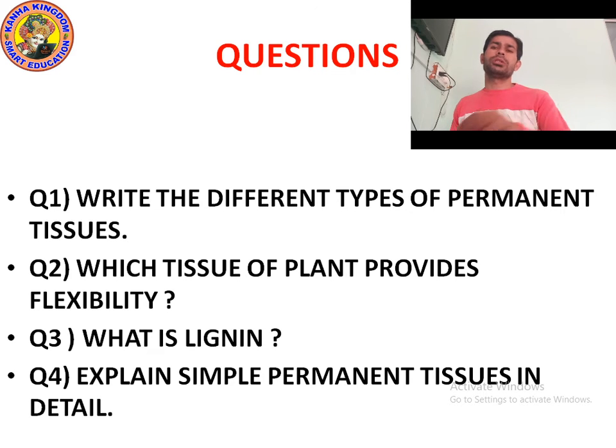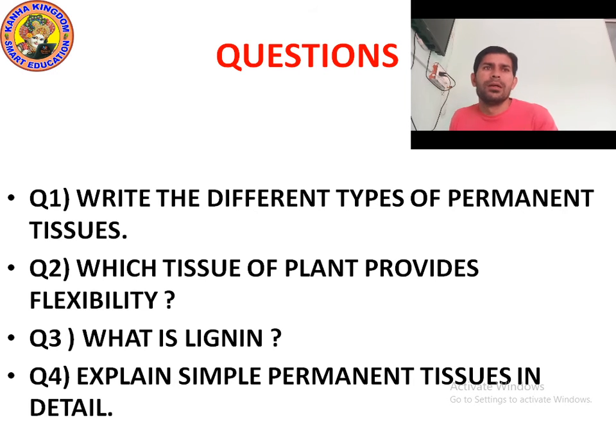Question number two is which tissue of plant provides flexibility? Can you tell me which tissue? Parenchyma, collenchyma, or sclerenchyma? Parenchyma? No. Sclerenchyma? No. Collenchyma? Yes. Collenchyma provides flexibility and mechanical strength also, and support in leaves and stem also. And these are living at maturity.